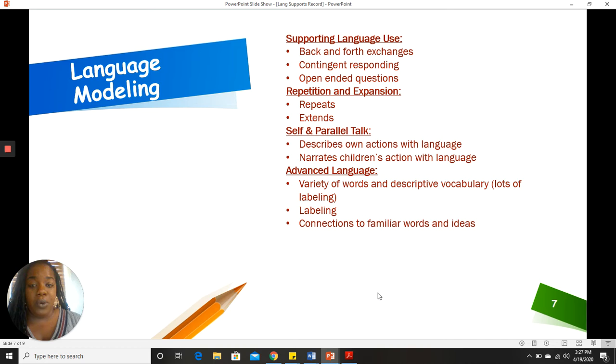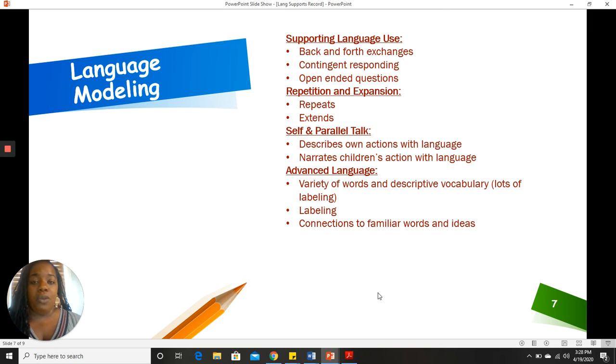The second component is repetition and expansion, and we've talked about repeating and extending the words that your child has said, expanding and repeating the sounds that they might have said. Then you have self and parallel talk. Self-talk looks like you describing your actions and what you're doing in the moment, and parallel talk looks like you describing what your child is doing in the moment or what people around you are doing in the moment.